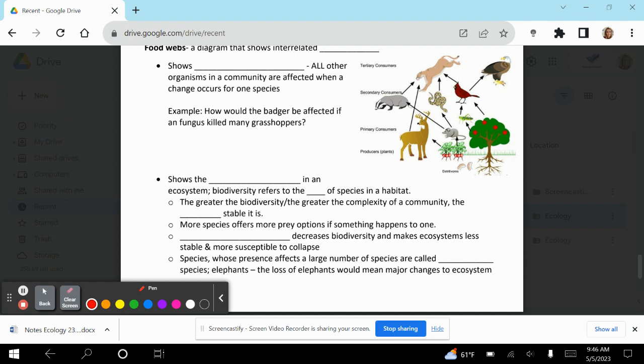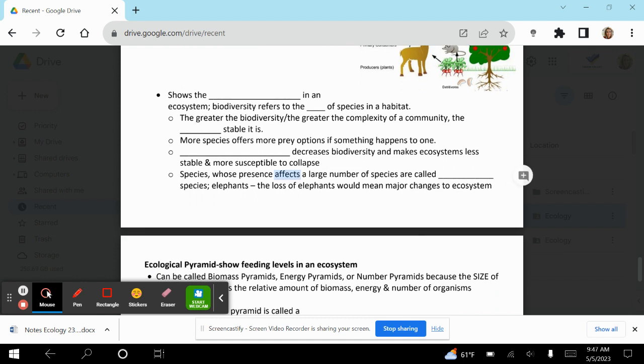So, again, the greater the biodiversity, the more stable an ecosystem. If you think about it, it just offers predators more prey if there's a lot of different prey in an ecosystem. If something happens to one food source, then there are others that they can rely on. Anytime we have extinction of an organism, extinction decreases biodiversity. It makes ecosystems less stable. So that's why it's so important that we try to maintain all the species that we currently have on our planet.